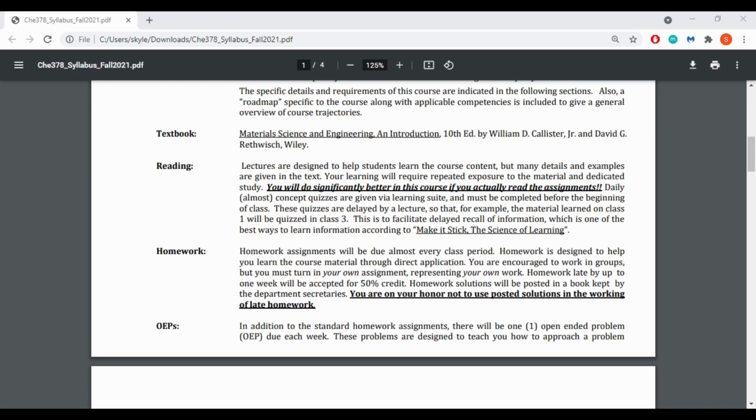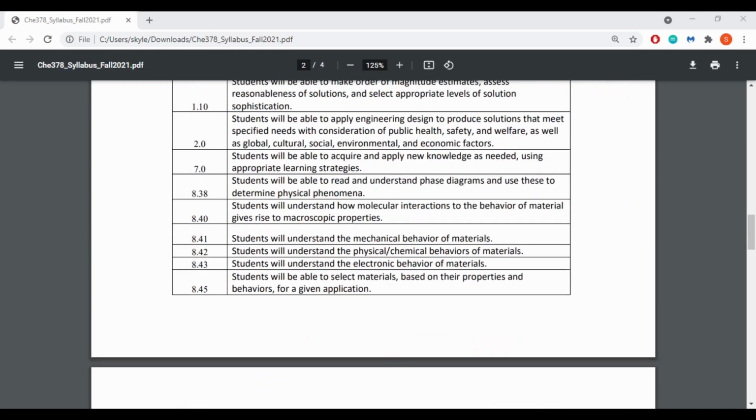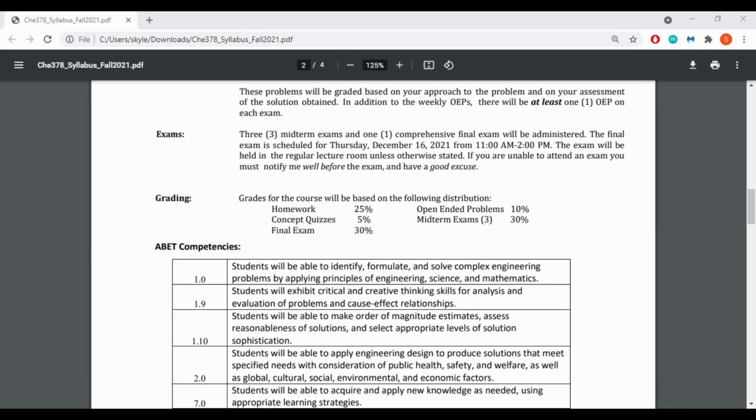The next section I would skip to, and skip past all this stuff first, is going to come down here to this grading section. So you see here where it's got the grade breakdown for the course, where it says homework is 25%, quizzes are 5%, final exam 30%, midterms 30%, and open-ended problems 10%. This should all add up to 100%, and that midterm exams 3 for 30% means each midterm is worth 10%.